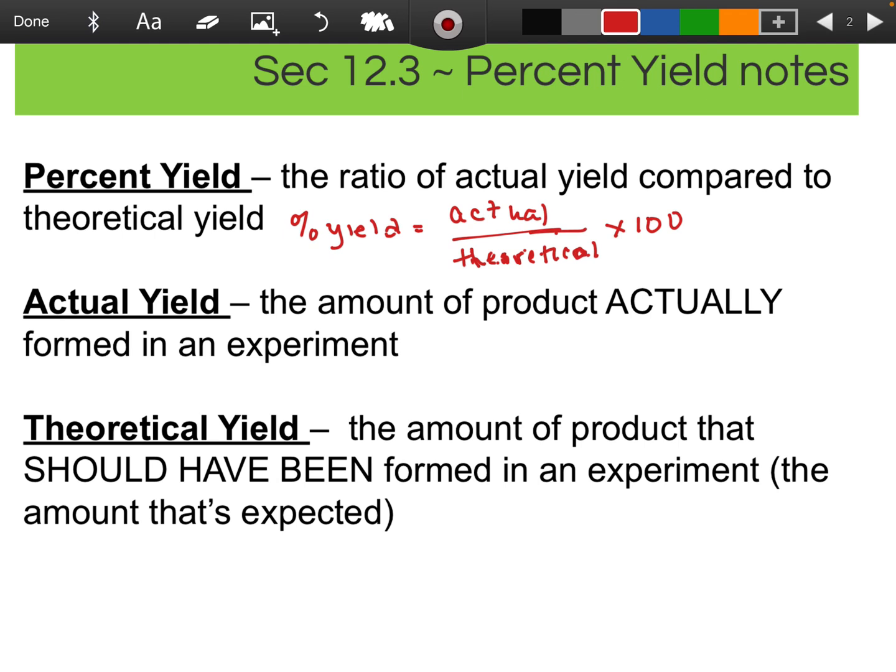The theoretical yield is the amount of product that should have been produced. So this theoretical yield is a calculated value based on your ingredients. So if you are baking cookies and the recipe says this recipe will make 24 cookies, that would be your theoretical yield. So theoretical is if everything goes perfect, how much should be produced. So it's the amount that's expected.